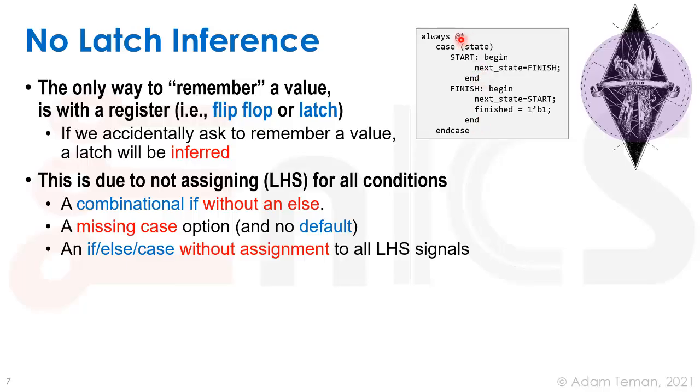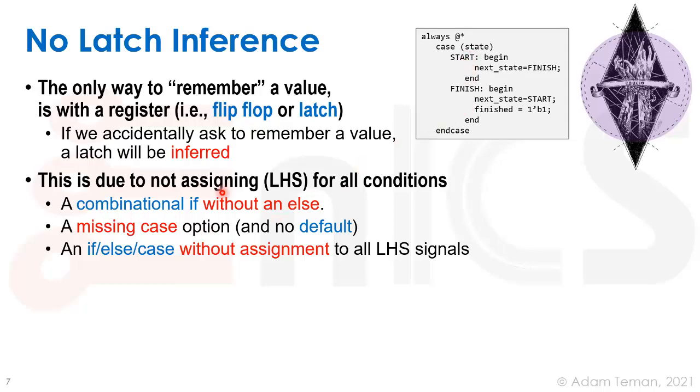So if we have something like this, always @*, case state, where state is a right-hand side variable. In the case where state was start, we're going to put on the left-hand side next state over here, and it's going to get some value. But if our case was finish, then on the left-hand side we have next state, which is fine, but we also have finished on the left-hand side. So the question is, what happened to finished if we were in the start state? The answer is, we don't know, so we better remember the value that was there before. So the synthesizer will infer a latch that will store the value of finished if the case is start. And that's something that we didn't intend to do.